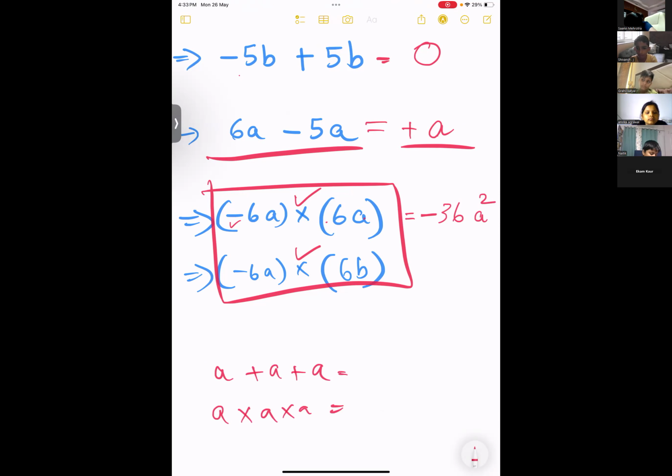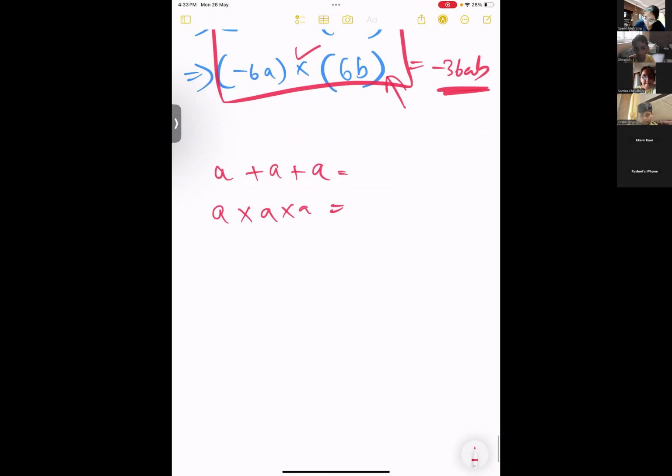Now, let's look at the second one. Minus 6a into 6b. Can you give me the answer now? And the answer is minus 36ab. Yes, minus 36ab. Very good. Now tell me, what is the answer of this?